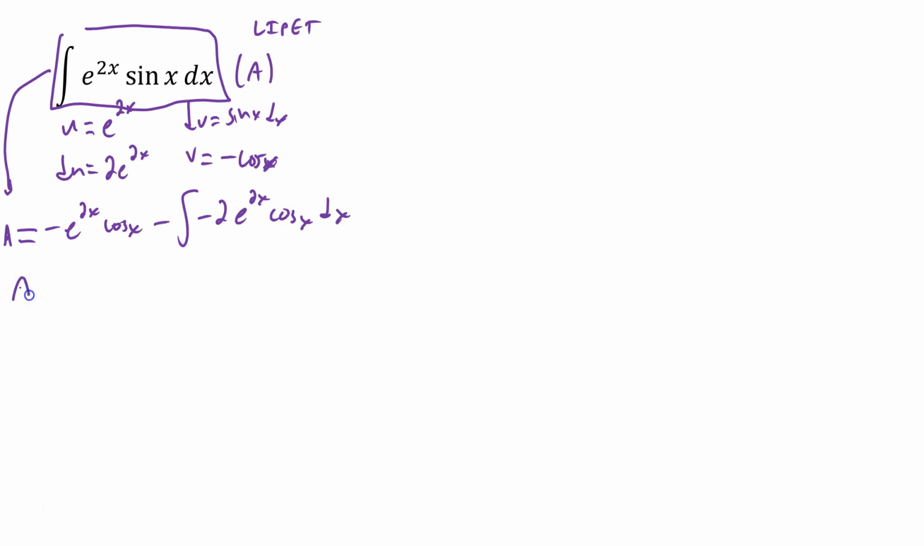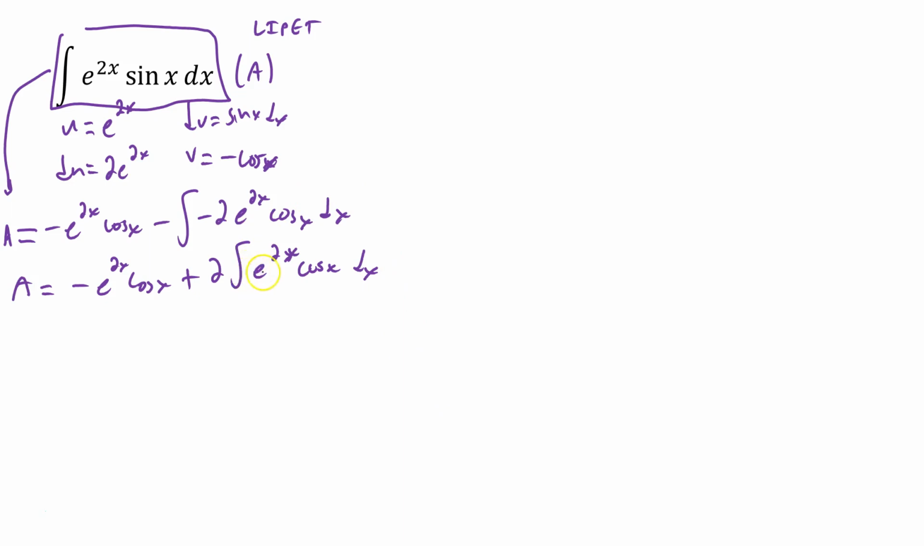So I'm going to rewrite this a little bit prettier. So a is equal to negative e to the 2x cosine x. Two negatives here, so I'm going to do a plus 2 integral e to the 2x cosine x dx. Now what you notice is we have another integral here that's hard to solve. In fact, it looks almost identical to the original one, but it's not the same.